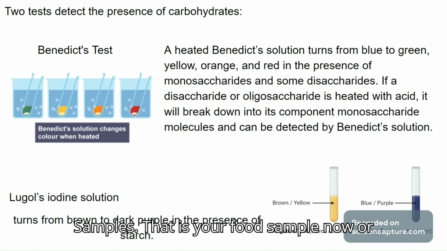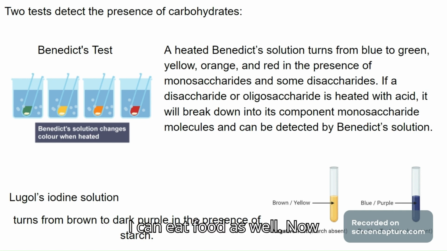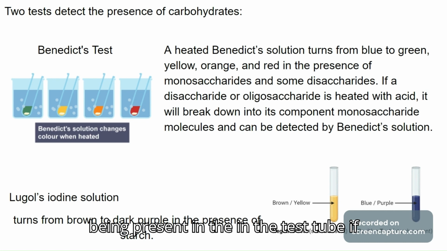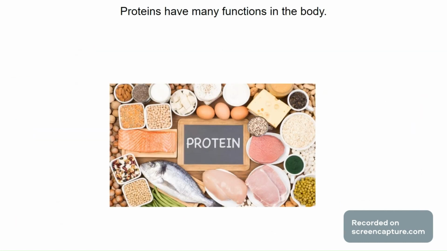That is your food sample. Now, or okay, your food as well. Now, here it is. You're gonna see a purple or a bluish purple color being present in the test tube if there is any iodine.